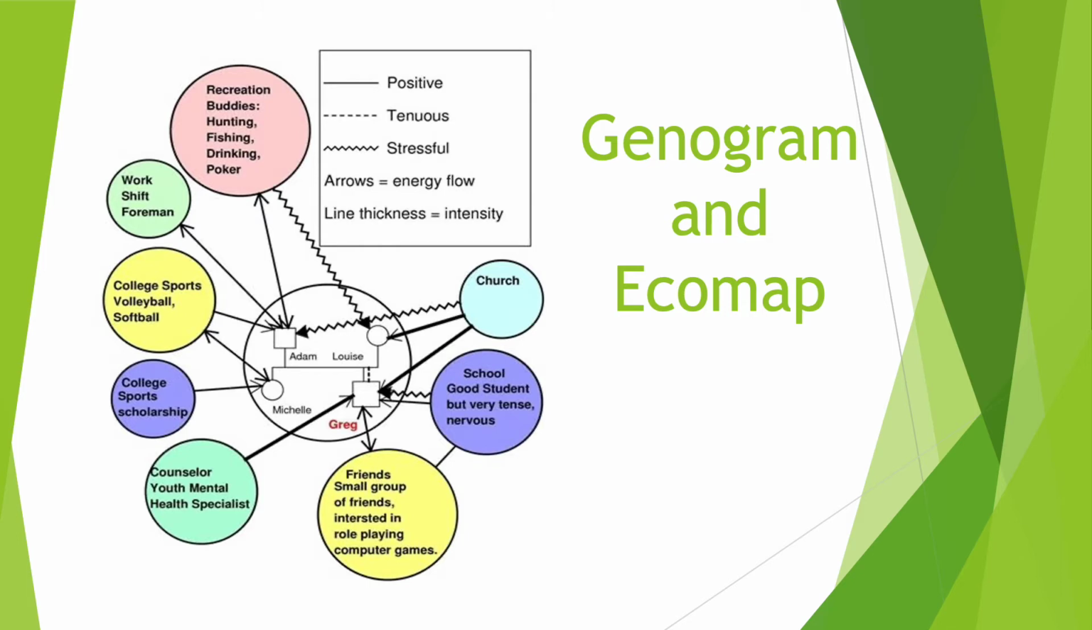On the outer part of this picture, there are lines and colorful circles in this particular one. The circles on the outside represent the relationships in the larger systems. The lines represent the connections. So the solid lines are stronger positive connections. The dotted lines are weaker connections or tenuous ones, and the zigzag lines are stressful connections. The arrows indicate energy flow, and the line thickness represents the intensity of the connections.